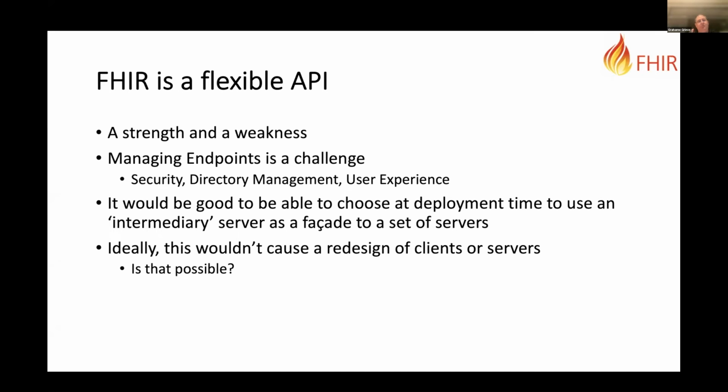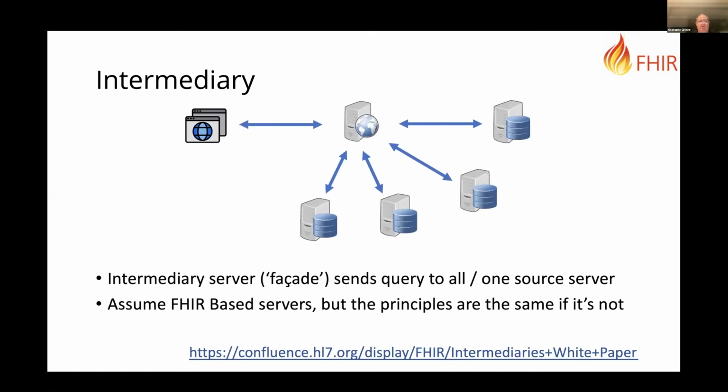So what would you need to do? And so here's the model. Your client here talks to an intermediary, which talks to a whole bunch of source servers, and the client doesn't know anything about it, and the source servers don't know anything about it. It's just accessing data. And there's a link on the slides, which I assume Nikolai will distribute, to where I'm working on this on the HL7 Confluence. The idea, I'll come back to that.